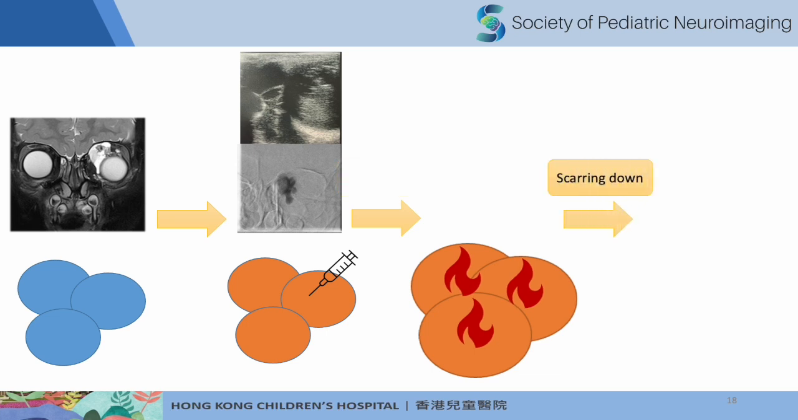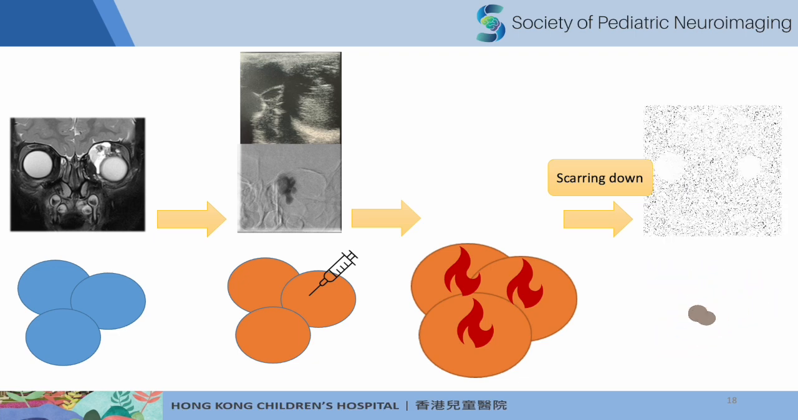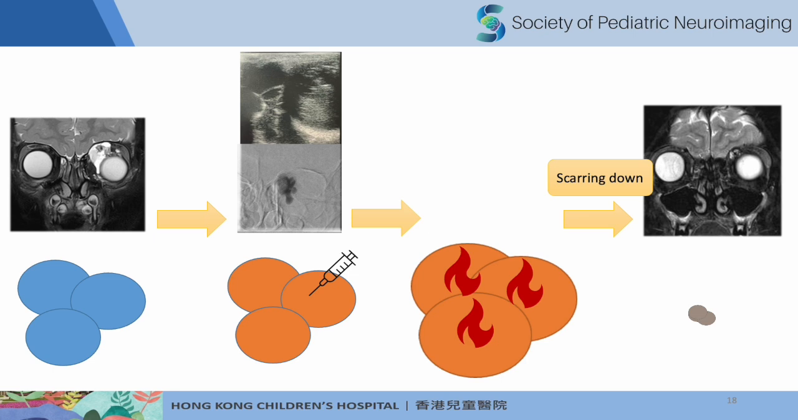And after the inflammatory reaction subsides, there's a phase where the fibrotic tissue will come in and the lesion will scar down and shrink. So you can see here that at 28 months after treatment, the slow flow malformation has largely resolved with a very small residual component, and the eye is back to its normal position without any proptosis.